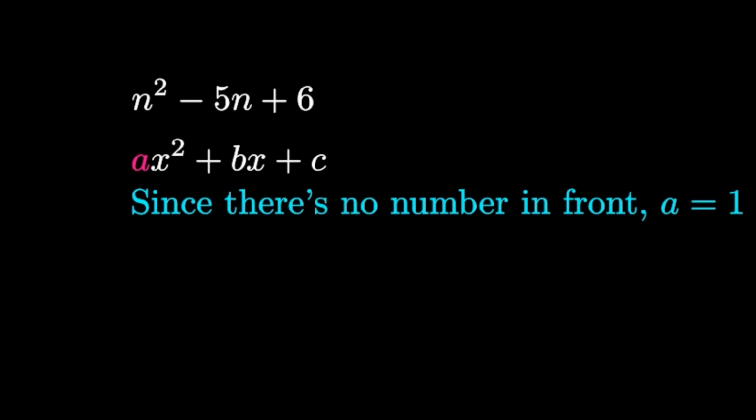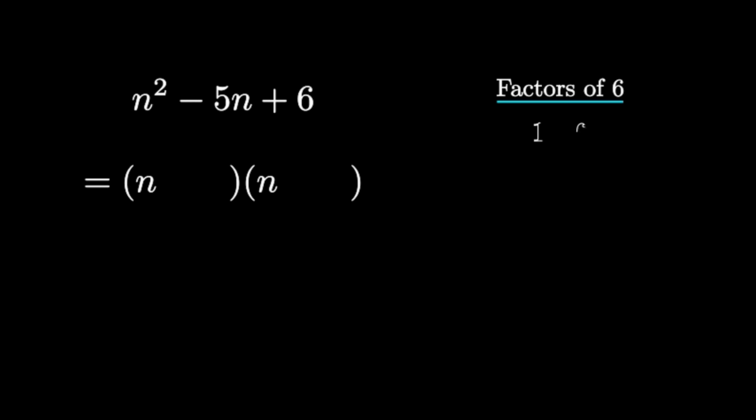Now, that's important because since a is equal to 1, it's going to allow us to try to factor this thing by opening up two sets of parentheses. So that's what you want to do. You want to open up two sets of parentheses. To make n squared, I need n and n. And now what I'm going to do is I'm going to analyze the factors of 6. So the factors of 6 consist of 1 and 6 and 2 and 3.